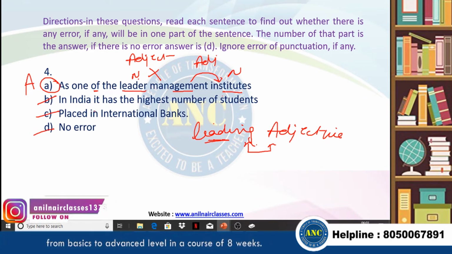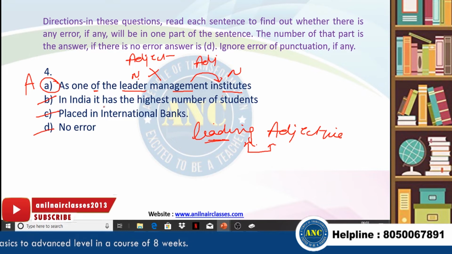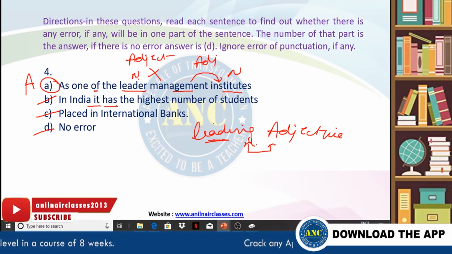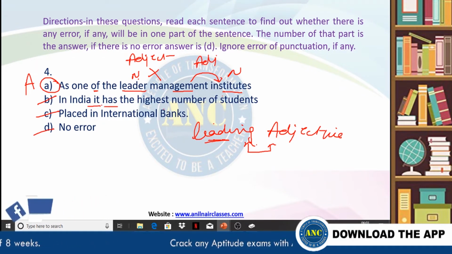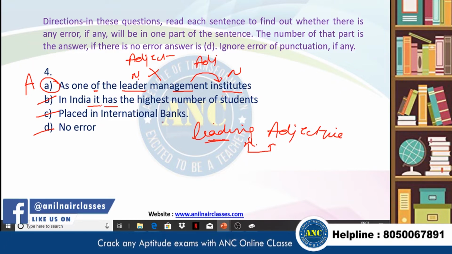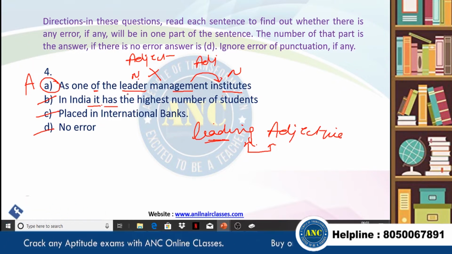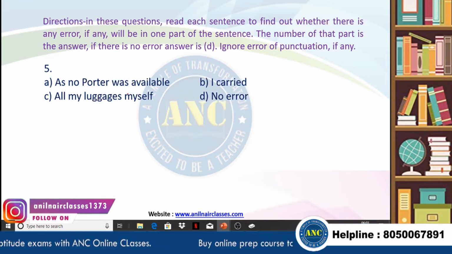However, still let's check. In India, it has the highest number of students. It is the subject, has is the verb. Clear. The highest number of students, fine. Placed in the international banks, fine. Absolutely fine. Let's move ahead to the next question.